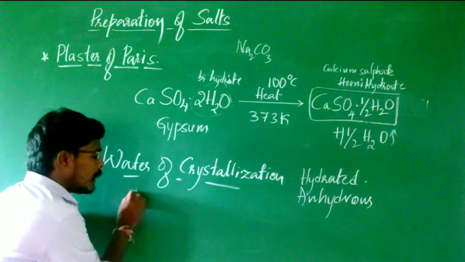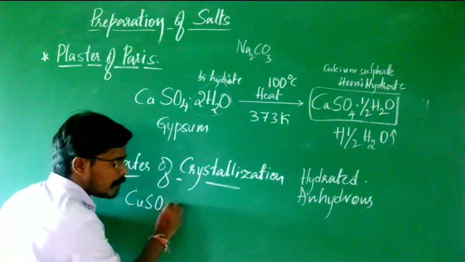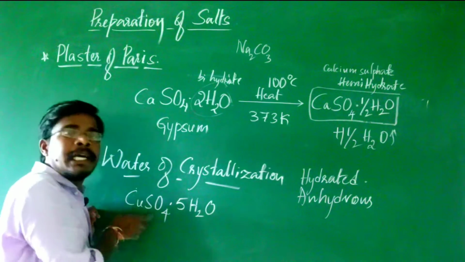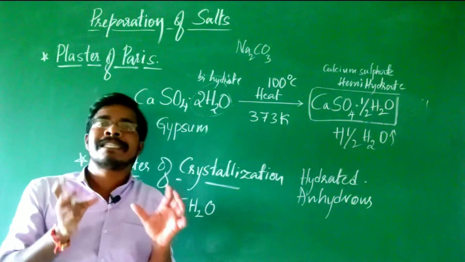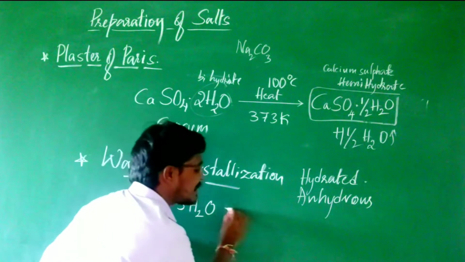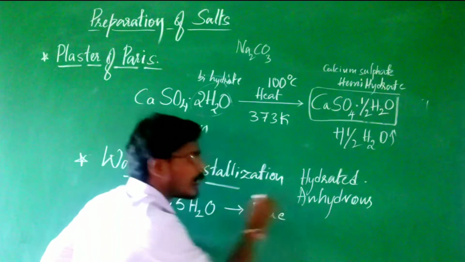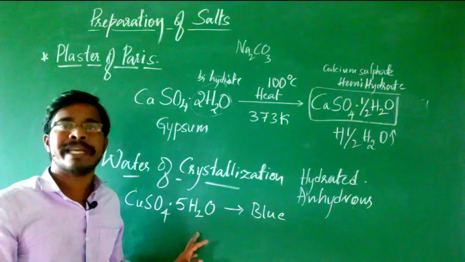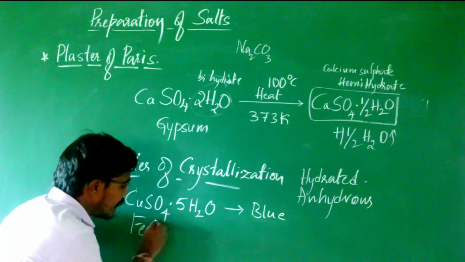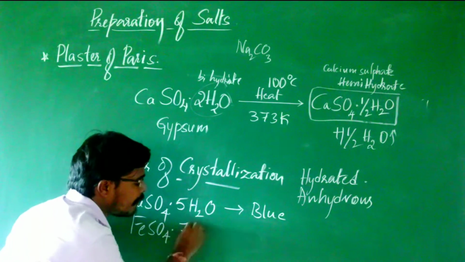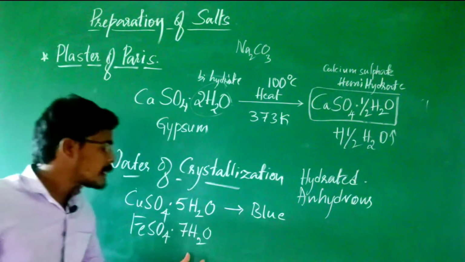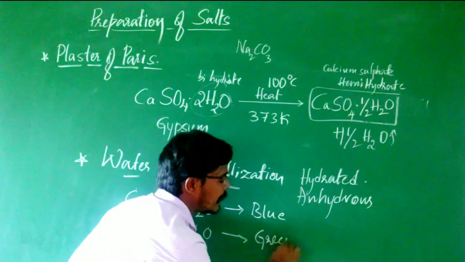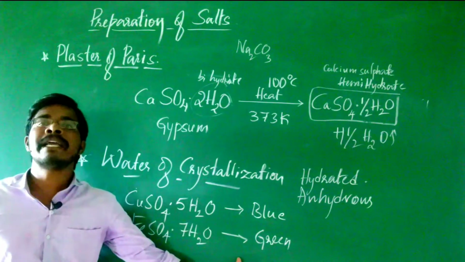A simple example I will give you here: copper sulfate. To this copper sulfate, 5 molecules of water are attached. When the water molecules are attached, it has a definite shape and definite size. It will be in crystal form and it also gives a color. Copper sulfate is blue in color, generally called blue vitriol. And if you take iron sulfate, FeSO4, with 7 molecules of water attached, it shows a light green color. Generally we call this green vitriol.